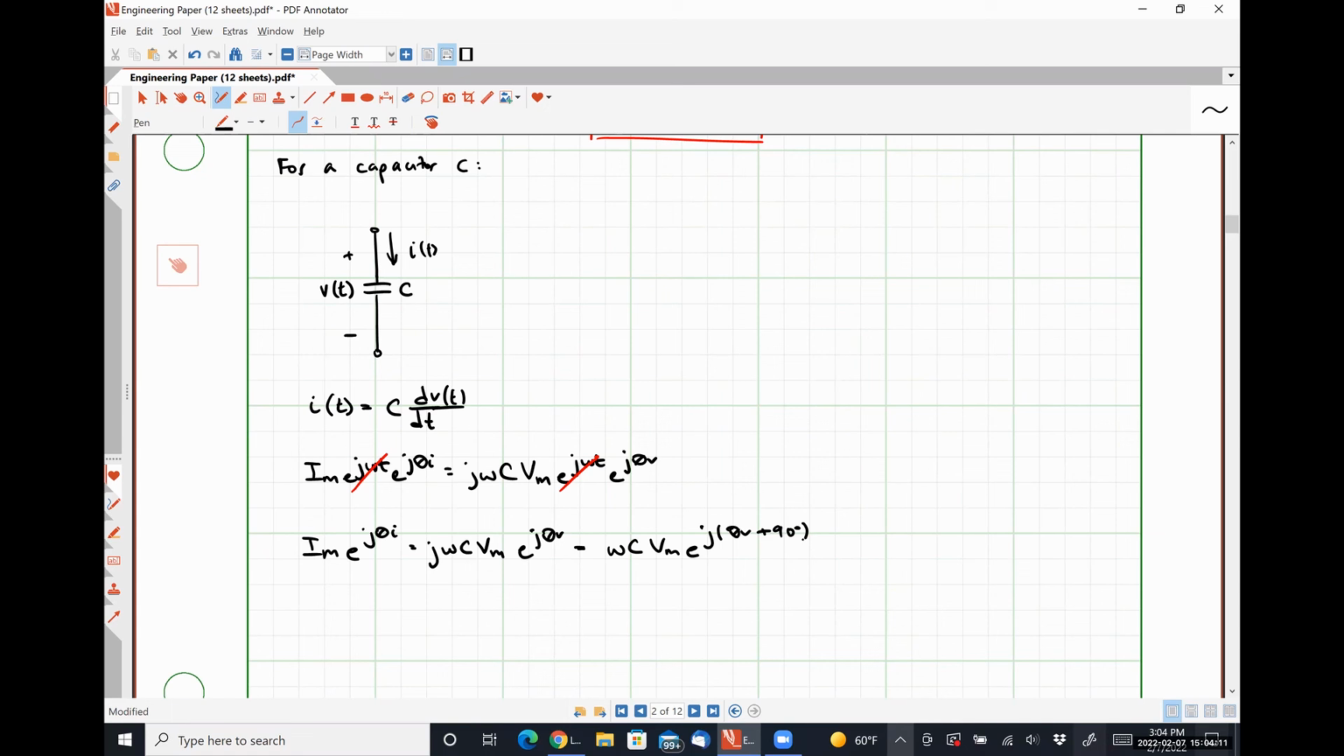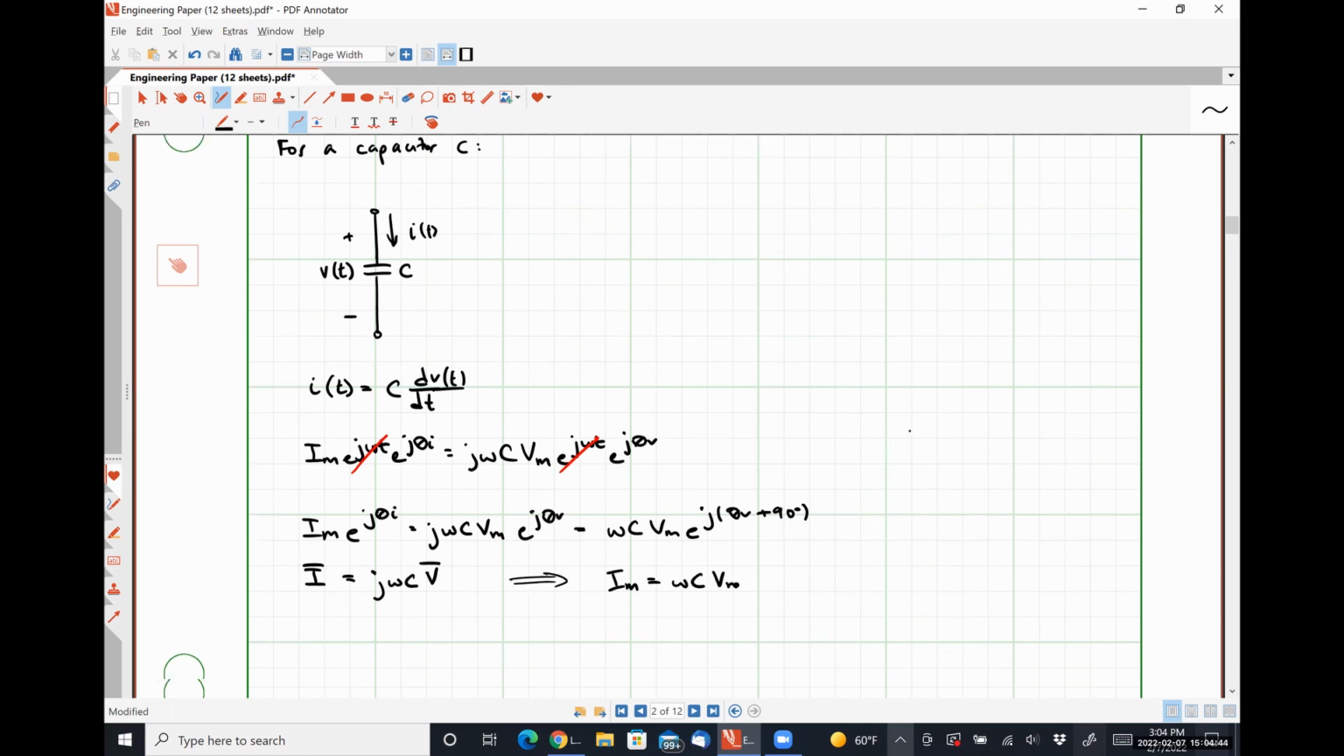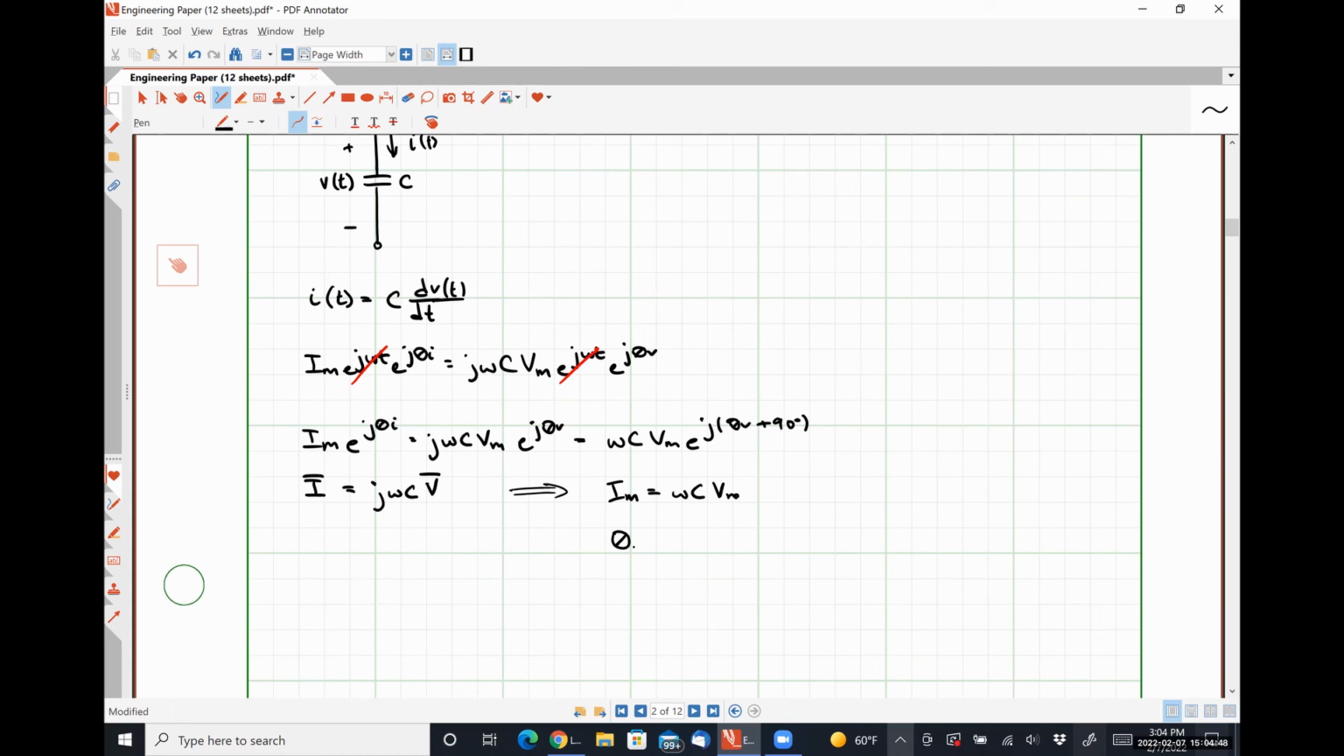All right. So on the left-hand side, this is my phasor current I. In the middle, we have a quantity of j omega C times my phasor voltage V. And if we look at the left-hand representation and the right-hand representation, we can see that Im is equal to omega C Vm and theta I is equal to theta V plus 90 degrees, which means for a capacitor, the current leads the voltage by exactly 90 degrees.